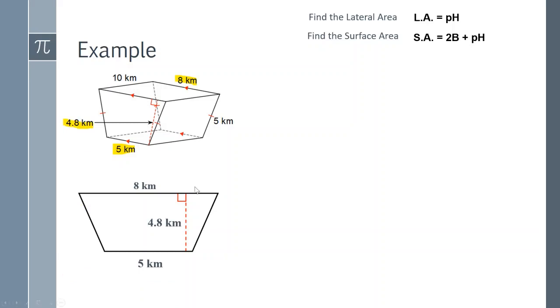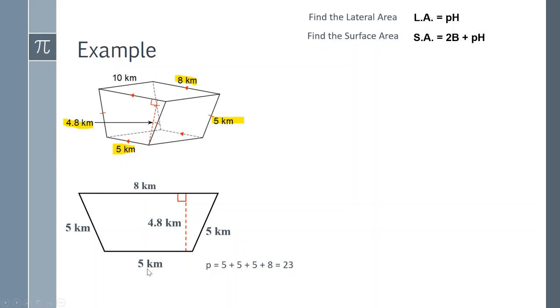And you notice that this is also an isosceles trapezoid, which makes life a lot easier. We know that because of these markings right here. So that means that the sides of the trapezoid are 5. So now we have all the information we need in order to find the perimeter of the base and the area of the base. So now if you recall, perimeter, you just add up all the sides.